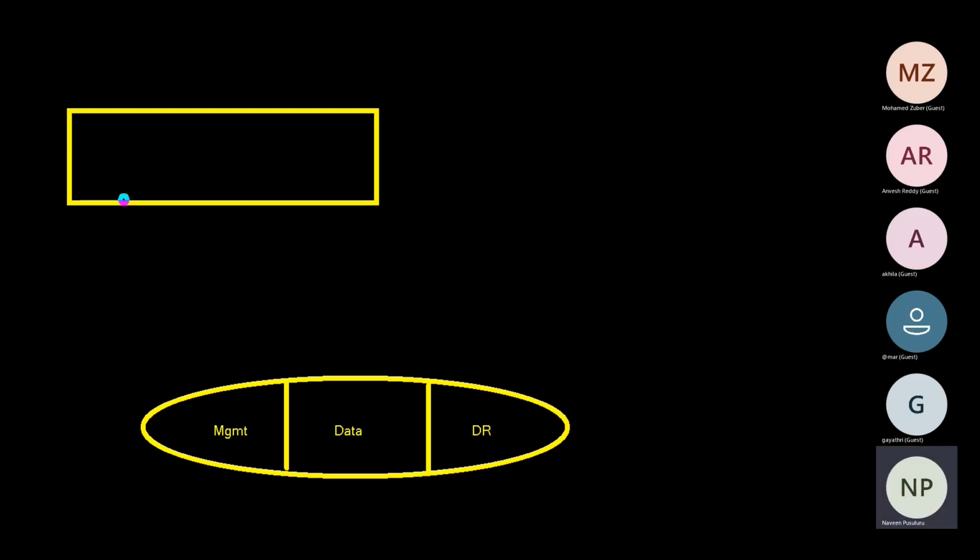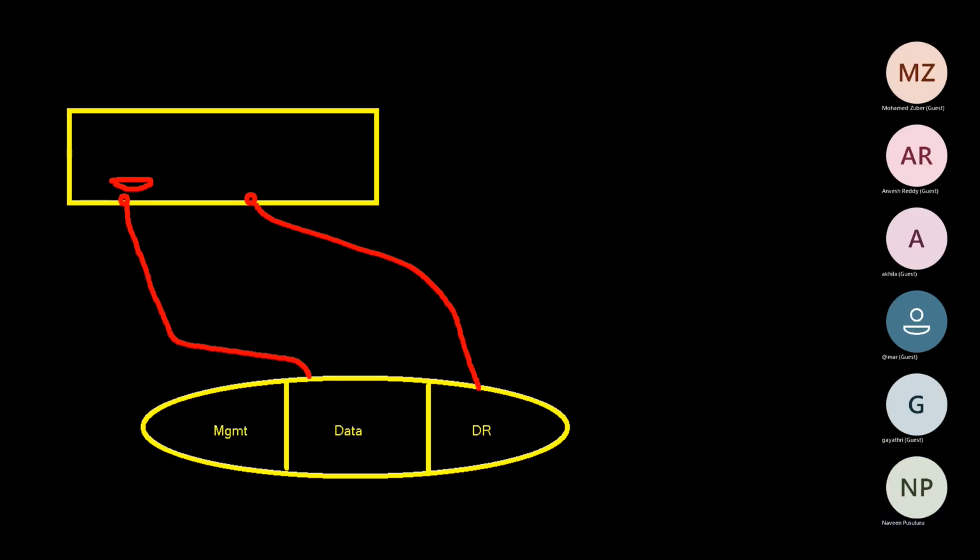Now let's assume that I have only two ports on this controller. Normally, what I can do, I can connect one port to data, and I can connect one port to DR, and I can use them, right? Not a problem. I can configure a LIF on top of that, and I can use them. But what if one port went down? What if connectivity went down? That means my client will not be able to access the data through this port, right?